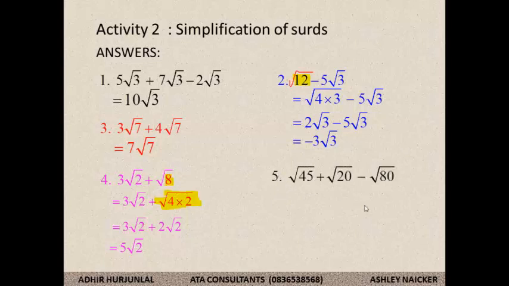Example number 5, a bit more difficult. Square root of 45, square root of 20, and the square root of 80. Let's highlight it.